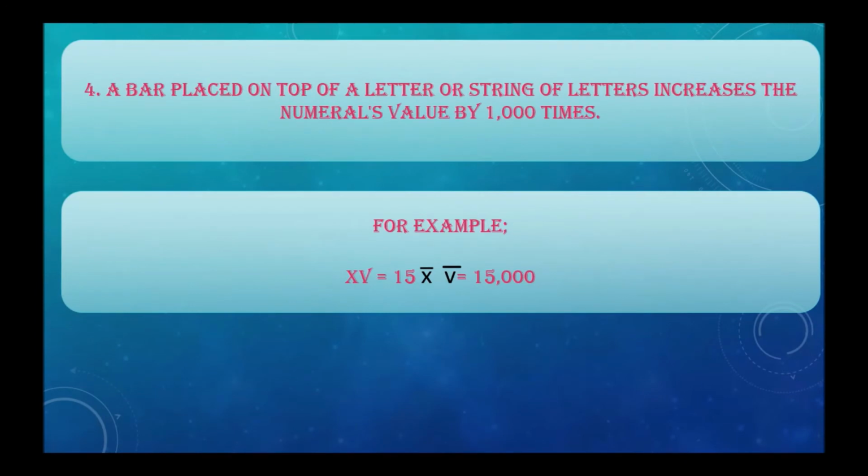A bar placed on top of a letter or string of letters increases the numeral's value by 1000 times. For example, XV. So XV is 15, X is 10, V is 5. So XV is 15. We have put a bar on X and V. So that is 1000 times. So 15,000 is the answer.